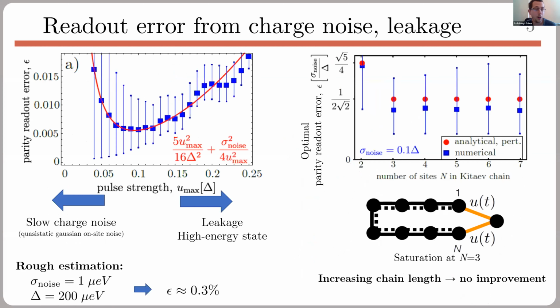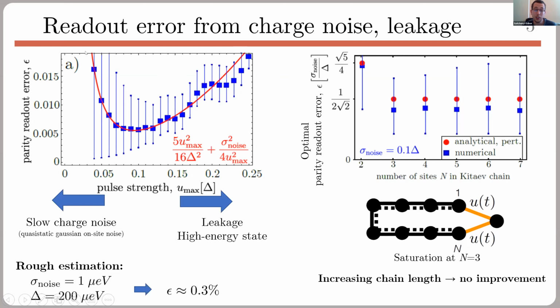Okay, so let's see the parity readout error as a function of the path strength. So the right-hand side of the plot, as already discussed, if we increase the path strength, the leakage will be dominant. So we will see this increasing trend on this curve. Okay, what about the left-hand side of the plot? Here we also see a very large parity readout error.